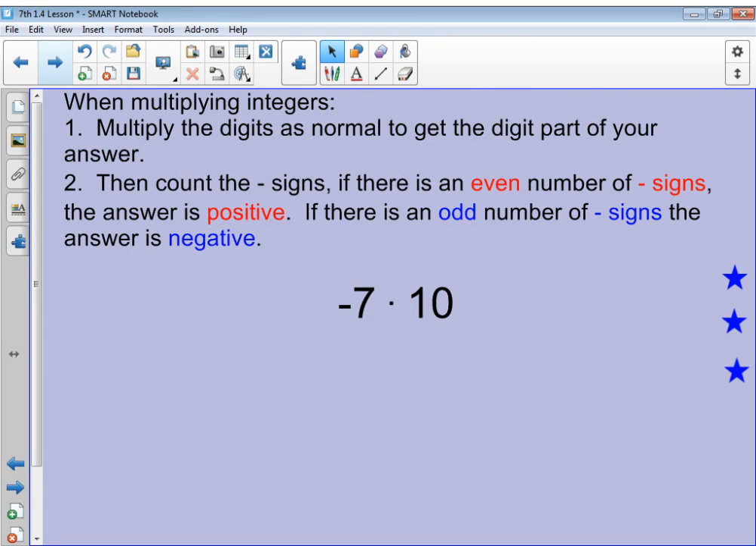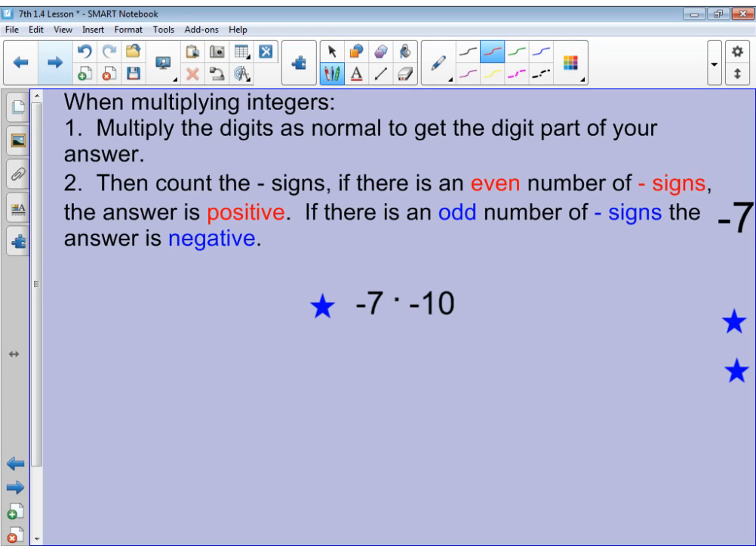Let's try one more together. Okay, here I use the same digits, so the multiplication part is going to be easy. So remember, we're going to multiply the digits by themselves first. 7 times 10 is 70, so I got the same digit as the last one. Now I'm going to count my negative signs. There's 1, 2. That's an even number of negatives. And since we're multiplying, that's why we get to count the negatives. So even means it's a positive 70. So here, negative 7 times negative 10 is positive 70.